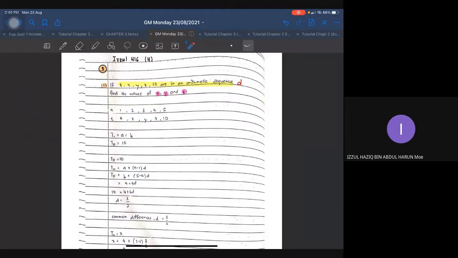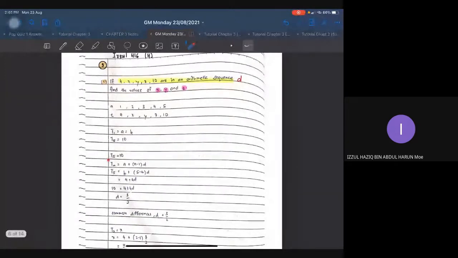So our a, which is the first term, equals 4. The next information given to us is that the fifth term equals 10. From the formula given, Tn equals a plus (n minus 1)d, we can substitute it all in, which is the fifth term equals 4 plus (5 minus 1)d. The reason why we do this is because we want to find the common difference. Thus, at the end, we get the common difference equals 3 over 2.